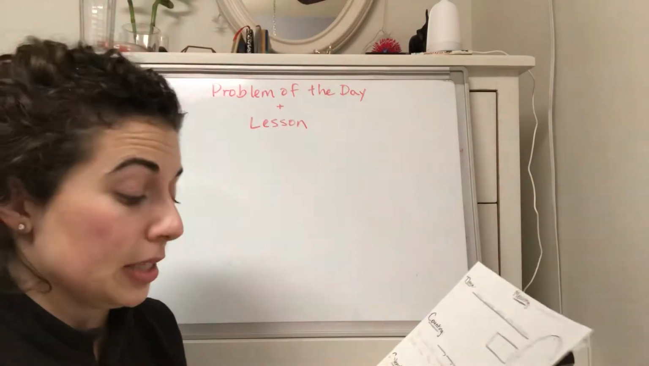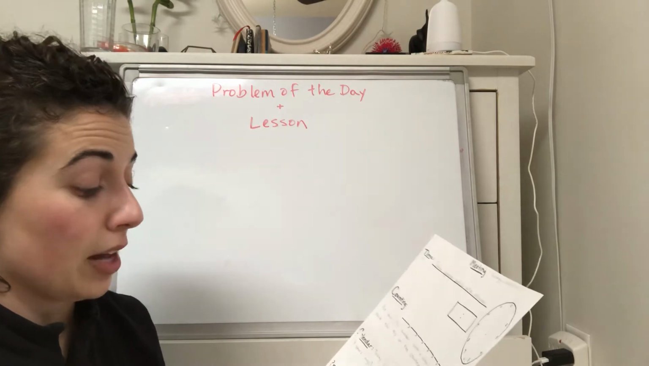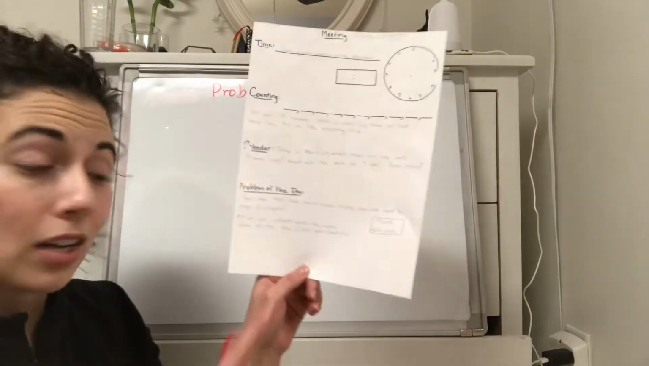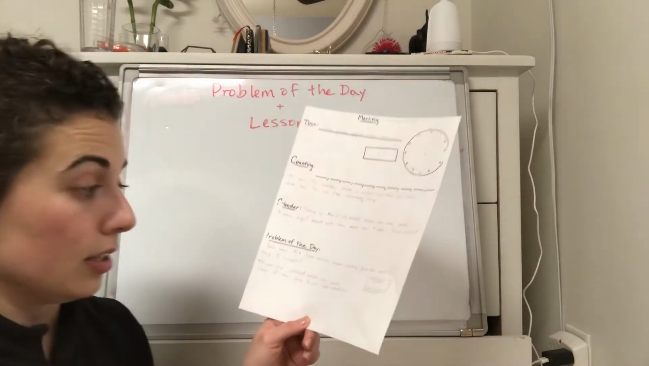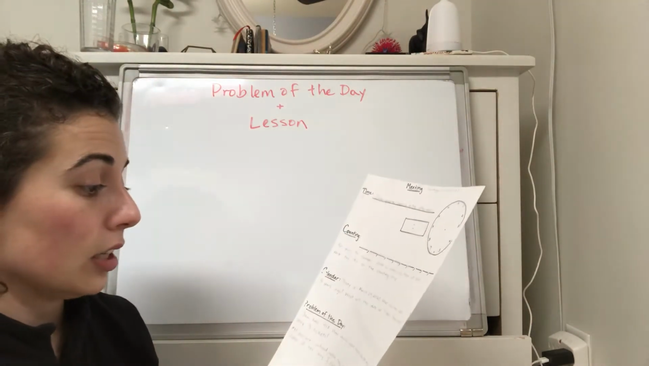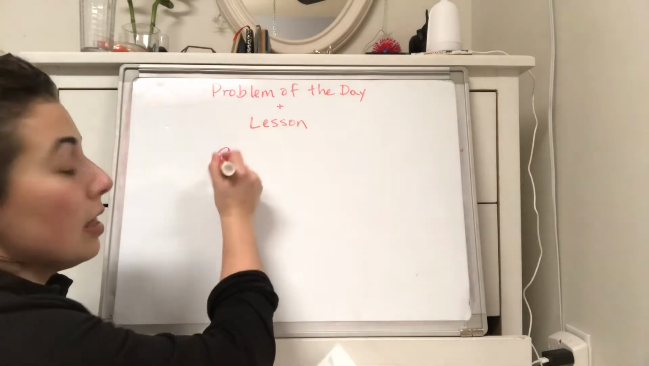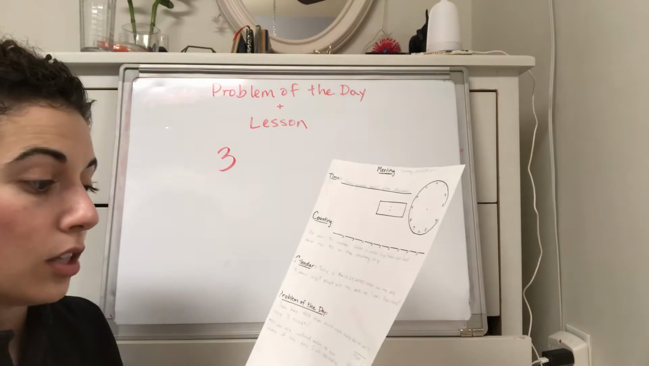So the problem says, Sam has 41 cents. How much more money does she need to buy 3 tickets? And then there's a little box that says tickets cost 20 cents each. So my very first step is I want to look at this. Sam says she wants 3 tickets. So I'm going to write down my 3 here. And then I'm going to see each one costs 20 cents.